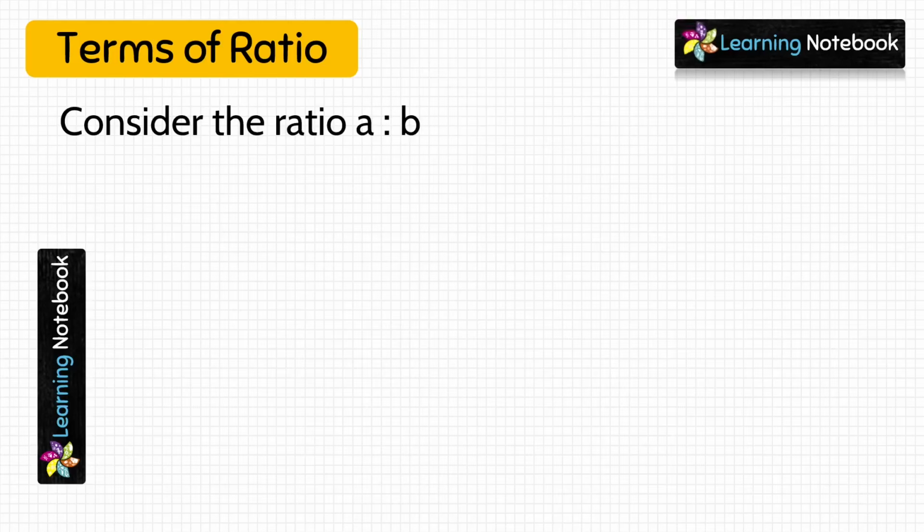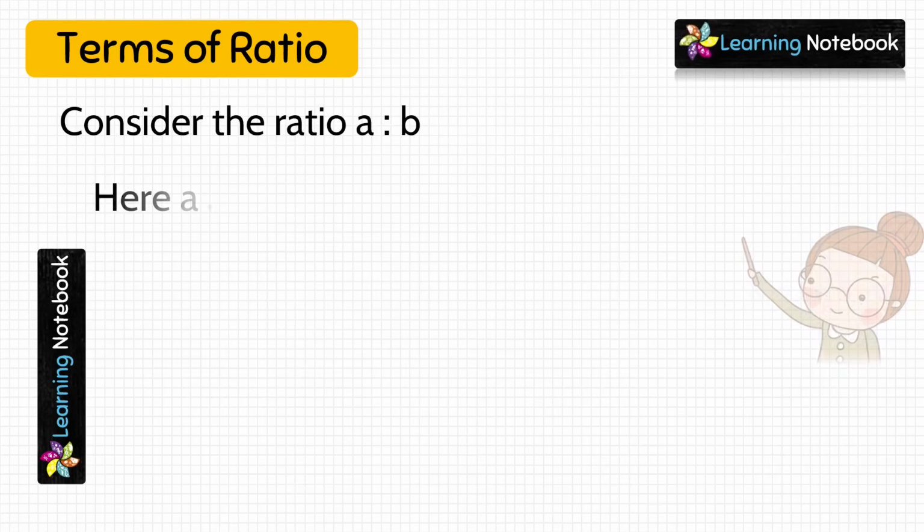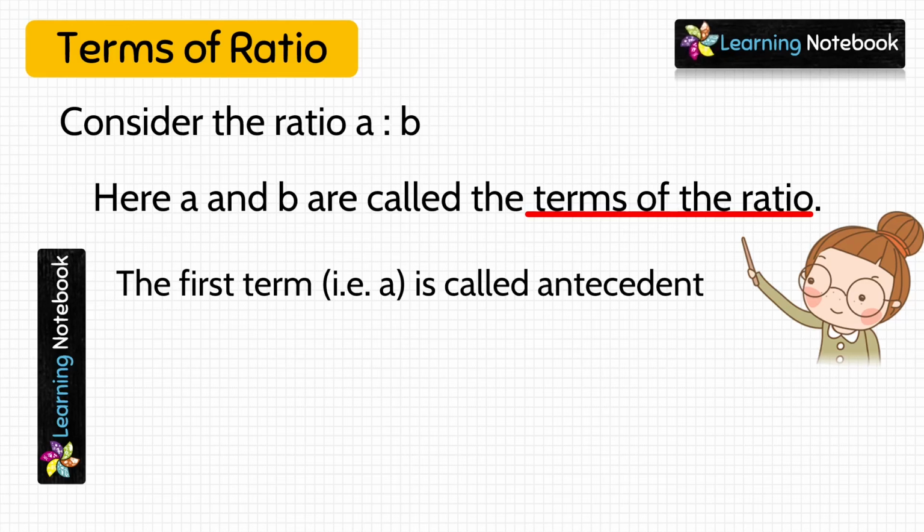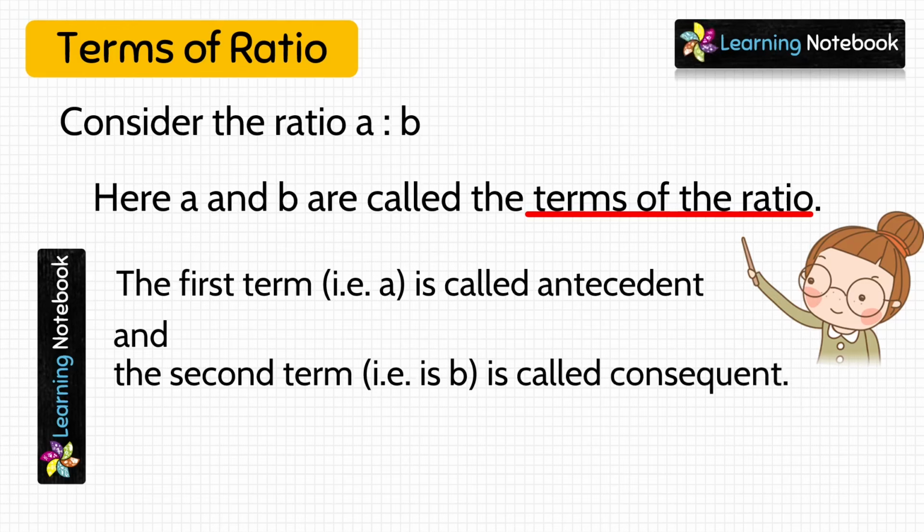Now, let's learn terms of ratio. Consider the ratio A:B. Here, A and B are called the terms of the ratio. And remember, the first term, that is A, is called the antecedent, and the second term, which is B, is called the consequent.